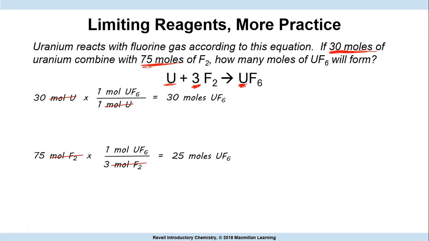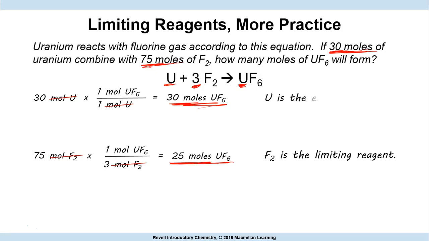So which of these gives us the smallest amount of product? We see that it is the 75 moles of fluorine, sorry. So fluorine is actually what is giving us the smallest amount of product. Fluorine gives us 25 moles of uranium fluoride and uranium gives us 30 moles of uranium fluoride. So if you were looking at just the 30 moles of uranium and 75 moles of fluorine, you would think that fluorine is the excess. So you must calculate it. You don't just assume. So fluorine is the limiting reactant and uranium is the excess reactant.